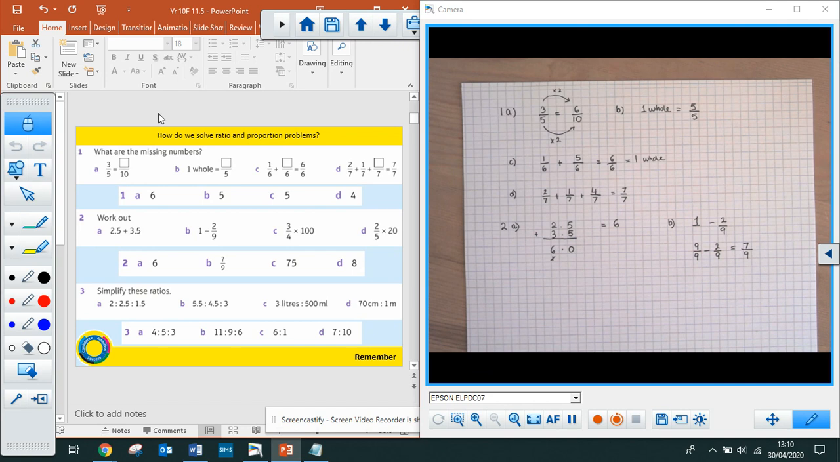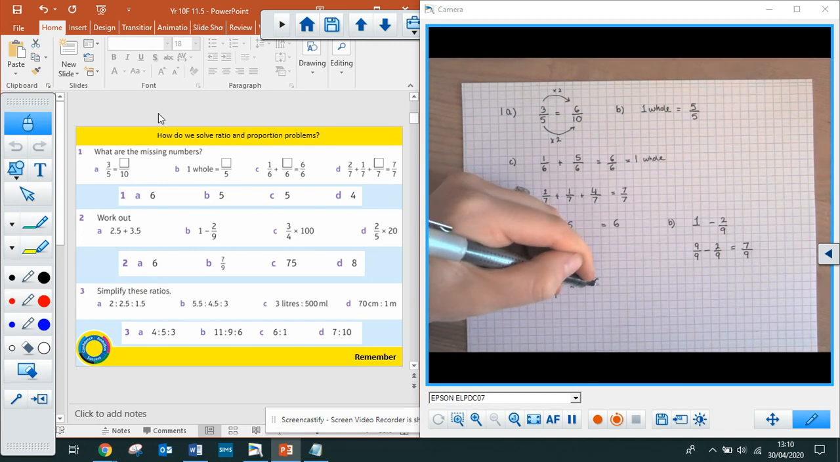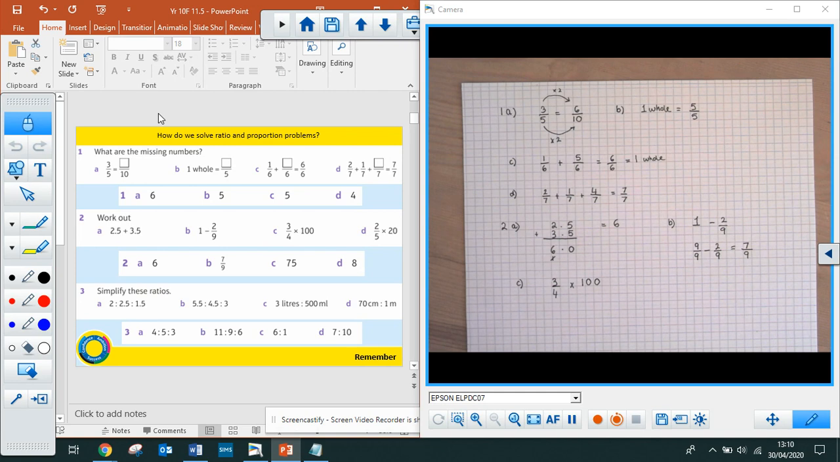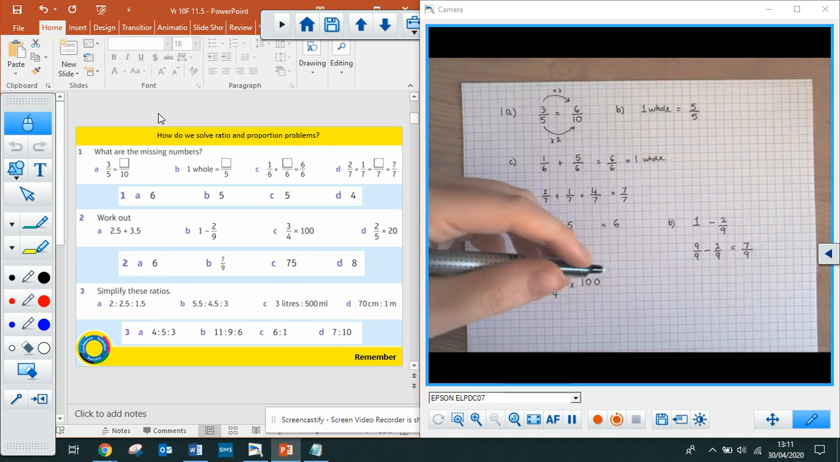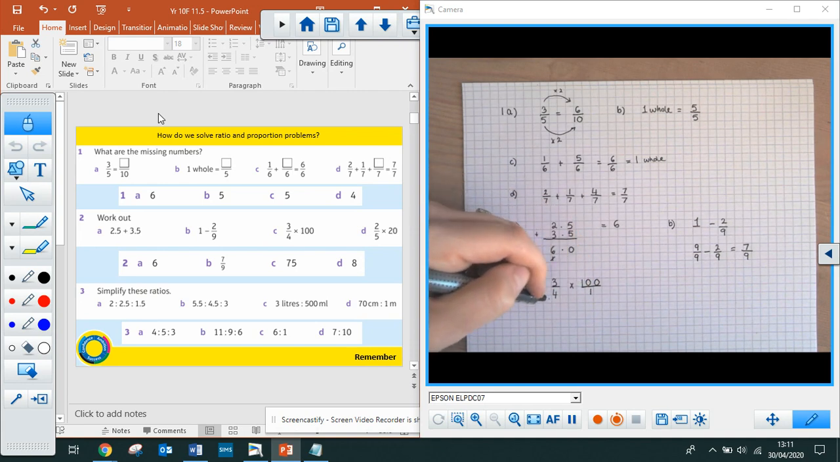The next one, part C, we do 3/4 multiplied by 100. Hopefully you knew that straight away, would be 75. If not, when you multiply with fractions, you multiply the numerators together and you multiply the denominators together. So essentially, what we're doing there is 3/4 multiplied by 100 over 1.